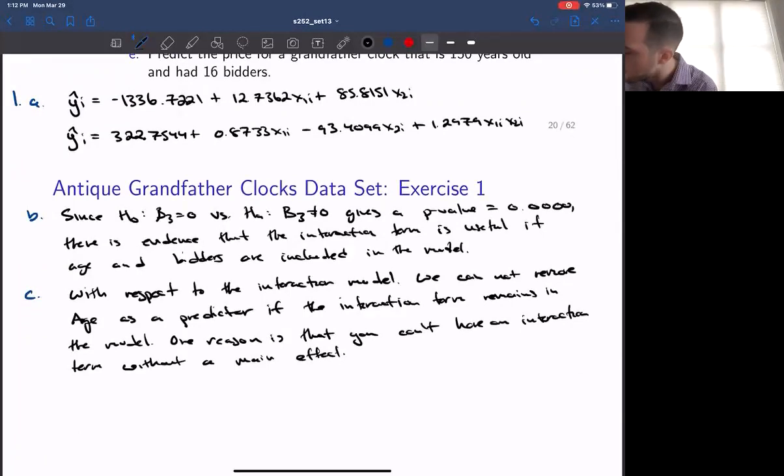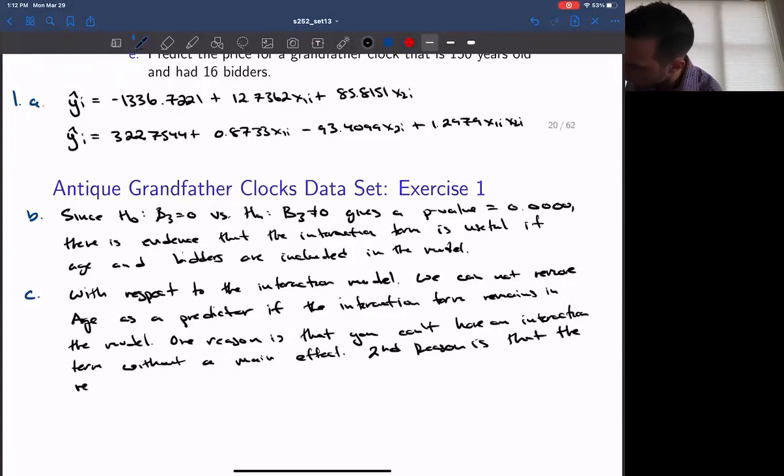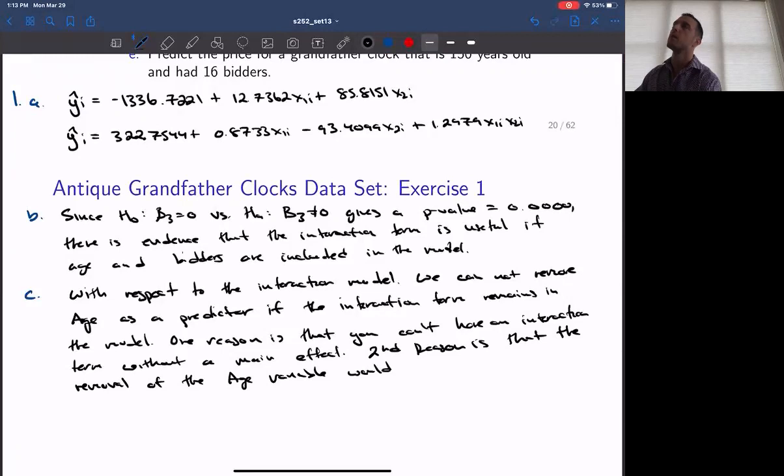The second reason is that the removal of the age variable would, the right word would be, would create issues with scaling. Okay, so this is similar to the first reason, but I'm just trying to give a little more insight.